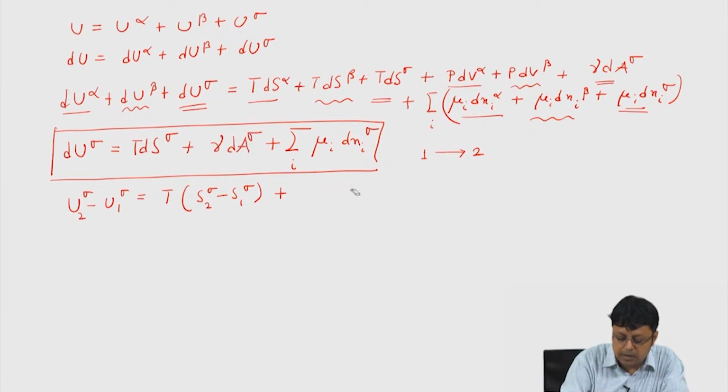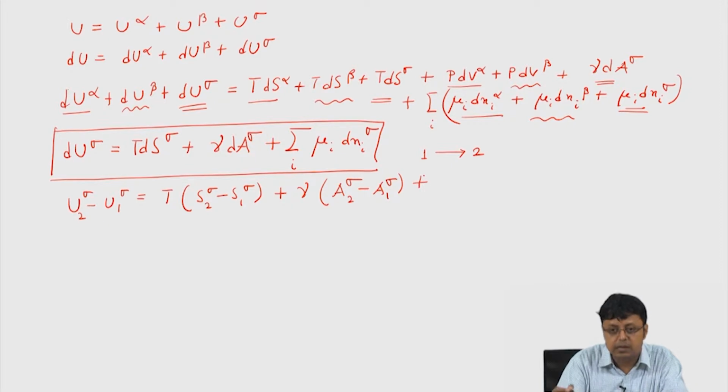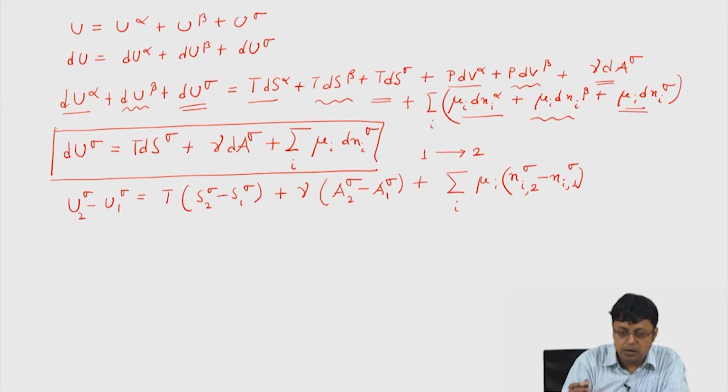and then we can write it as the surface tension times A2 sigma minus A1 sigma, it is sigma, and then we have the sum over the terms, which we can write as, if we integrate, n i 2 minus n i 1, and this is for the interface. Now, what we can conclude from here, the internal energy for the interface can be written. You can see that this is basically a difference between the state functions.